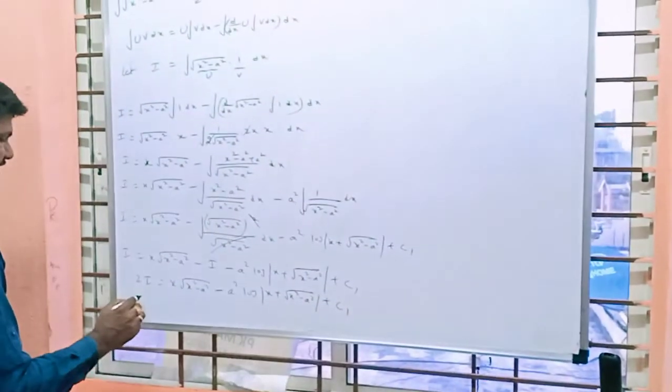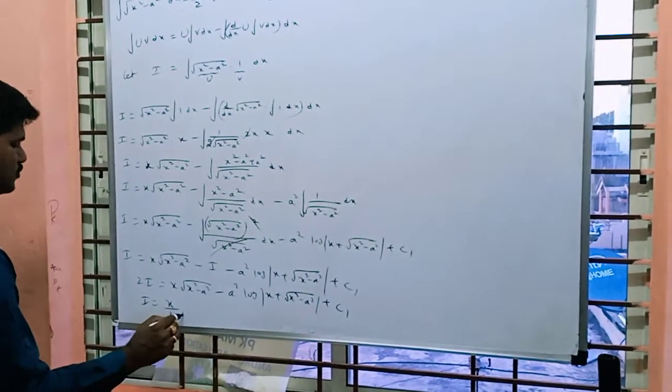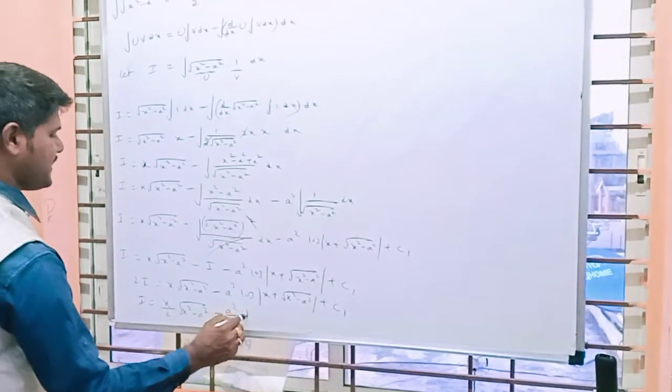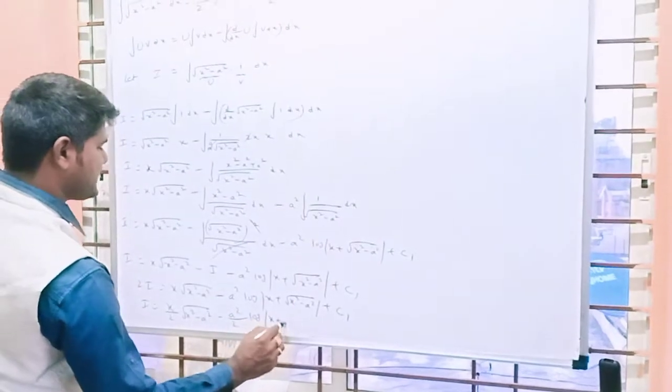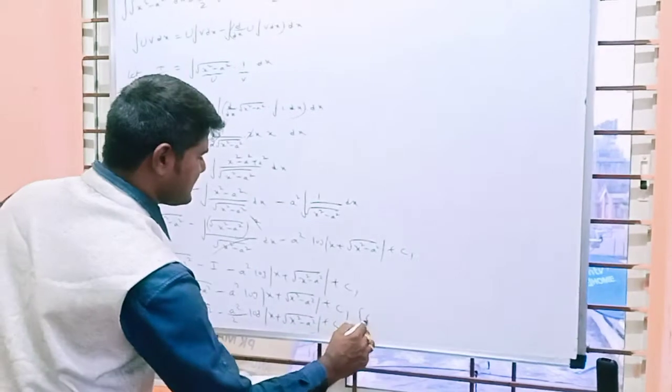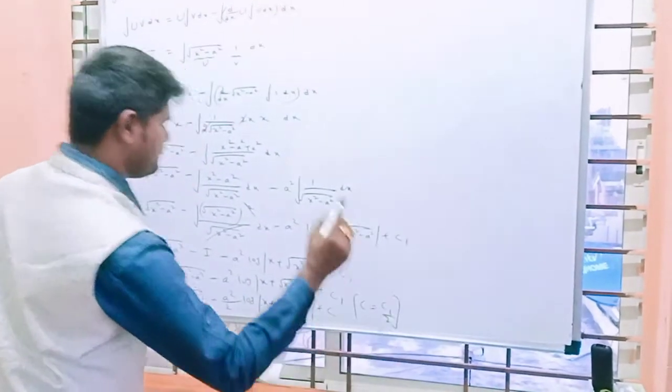2 transfer to the right hand side. I is equal to x by 2 root of x square minus a square minus a square by 2 log mod x plus root of x square minus a square plus c. Then c is equal to c1 by 2.